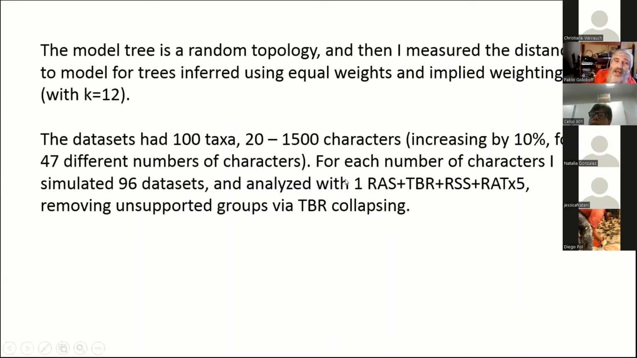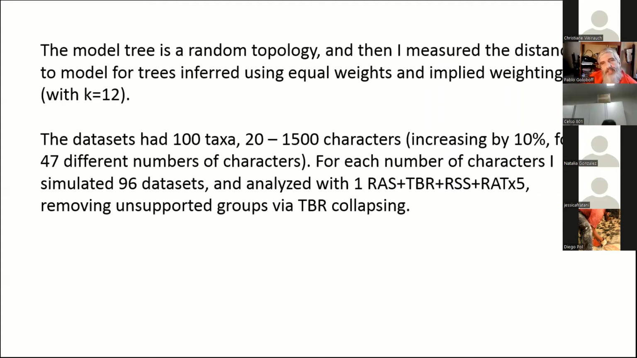The data sets have 100 taxa and from 20 to 1500 characters, and I tried 14 different numbers of characters, slightly increasing the number of characters. For each number of characters, I simulated 96 data sets, which is to say like 100, but 96 is a perfect multiple of the number of processors I was using in my parallel calculations. That's why you have that strange number.